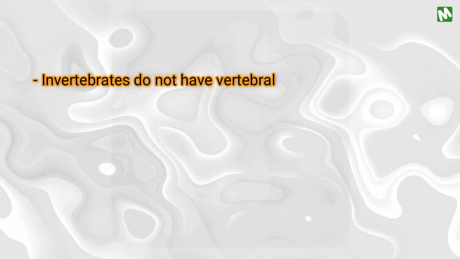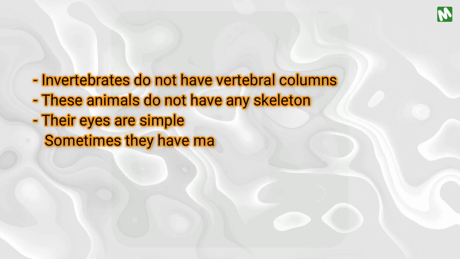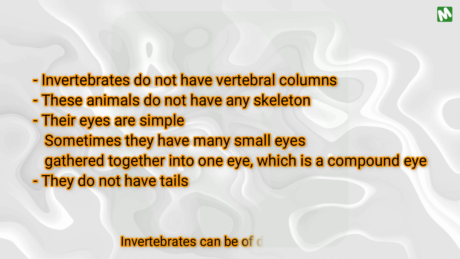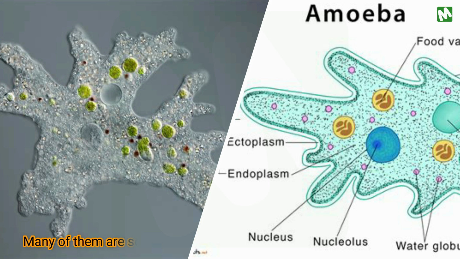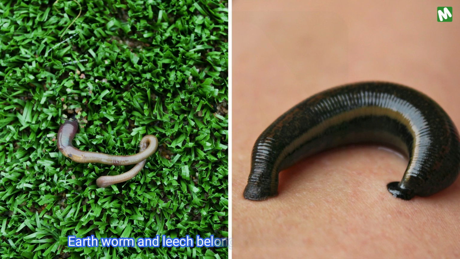Invertebrates do not have vertebral columns. These animals do not have any skeleton. Their eyes are simple. Sometimes they have many small eyes gathered together into one eye, which is a compound eye. They do not have tails. Many of them are so tiny in size that they cannot be seen with bare eyes. Amoeba is an example of such an animal.